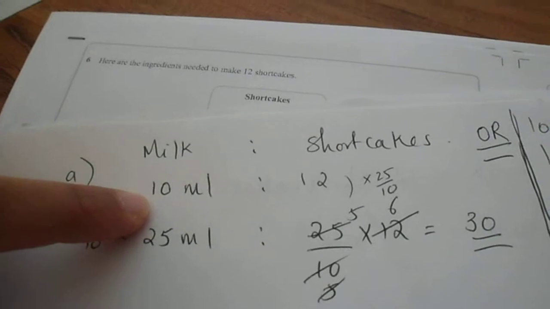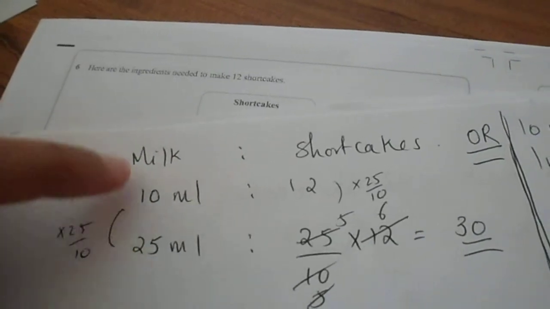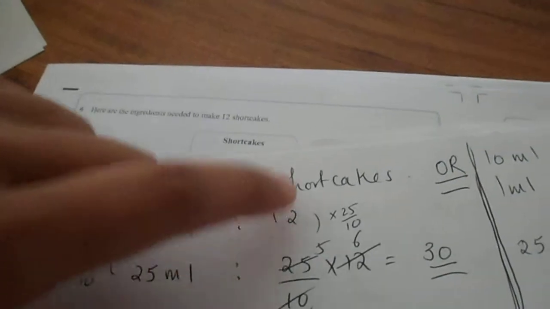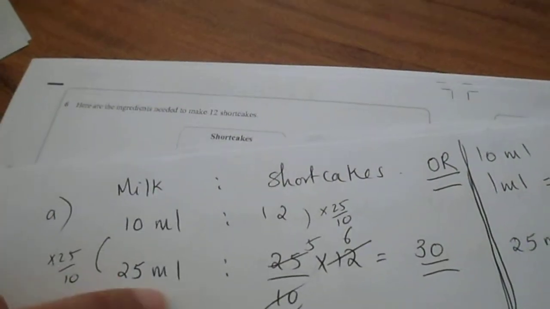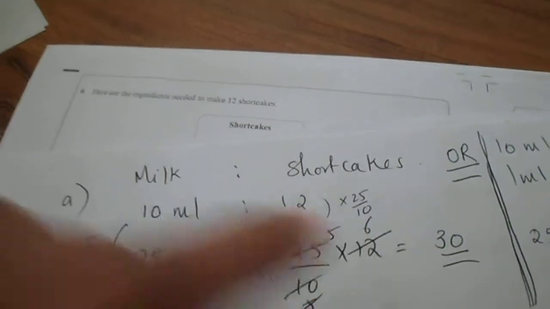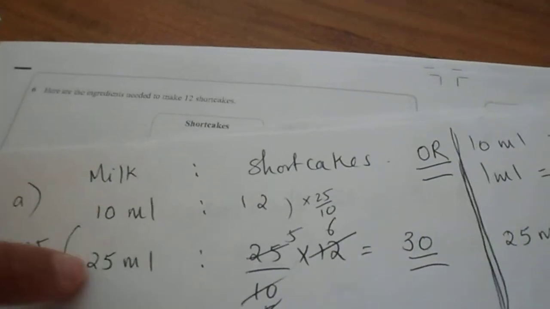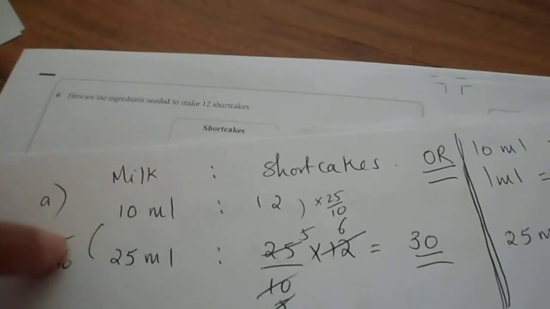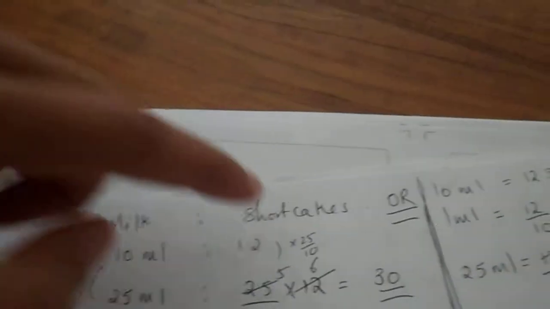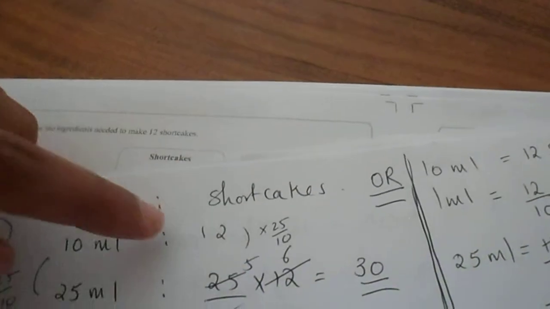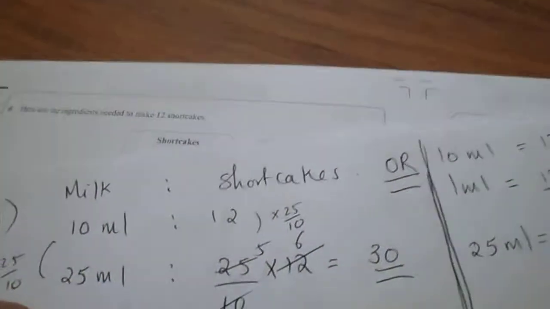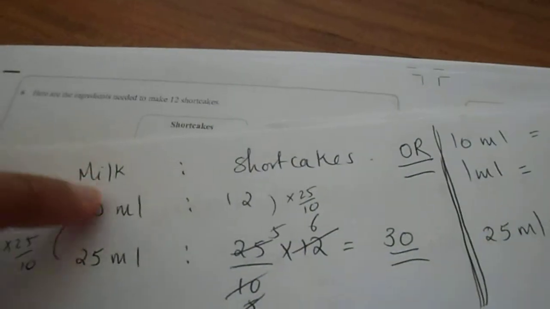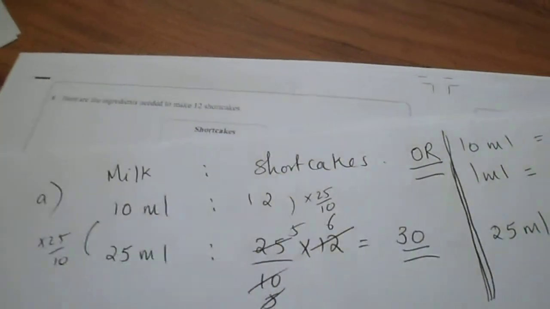So under milk, you obviously write the data for milk, 10 milliliters of milk and 25 milliliters of milk. So for 10 milliliters of milk, we need 12 shortcakes. So for 25 milliliters of milk, how many shortcakes do we need? To get from 10 to 25, we multiply 10 by 25 over 10. Whatever you do to one side of your ratio, you do the same to the other side too. So you multiply 12 by 25 over 10 and you get 30. So that's the ratio method, and make sure that everything is aligned correctly though.